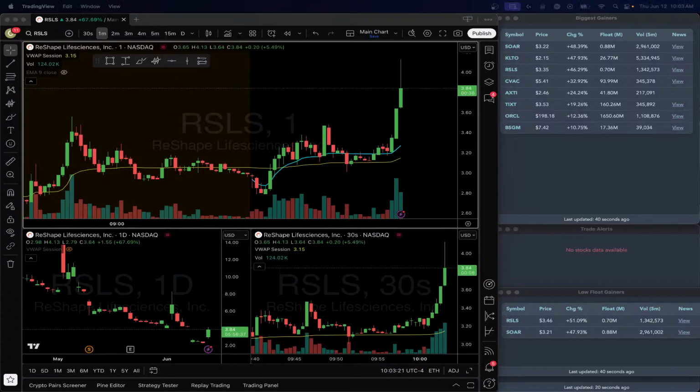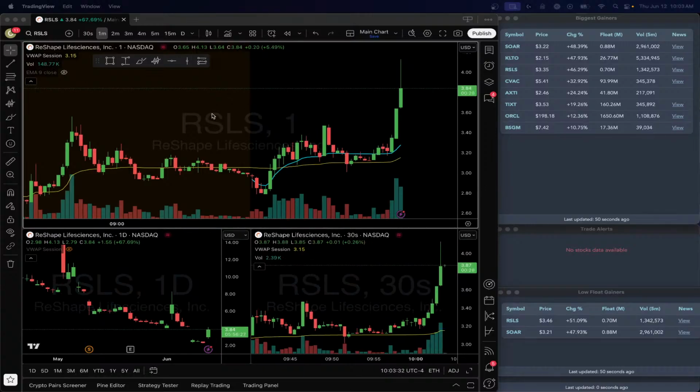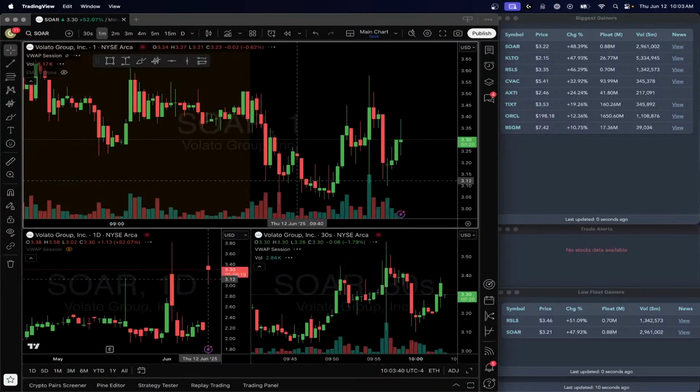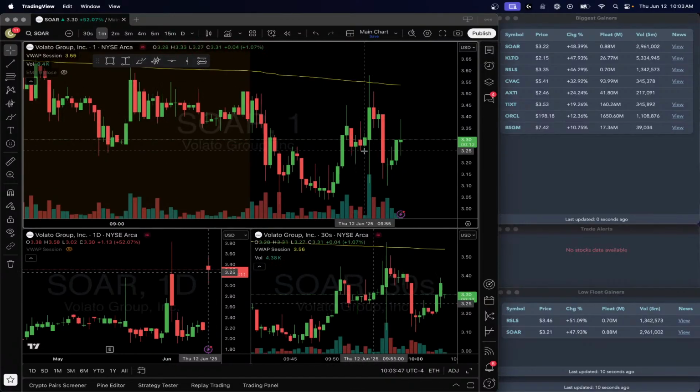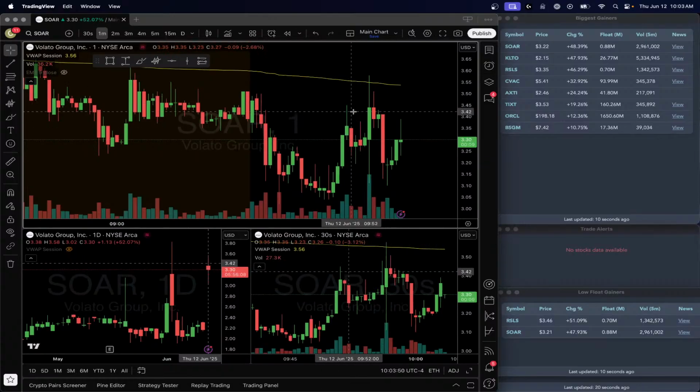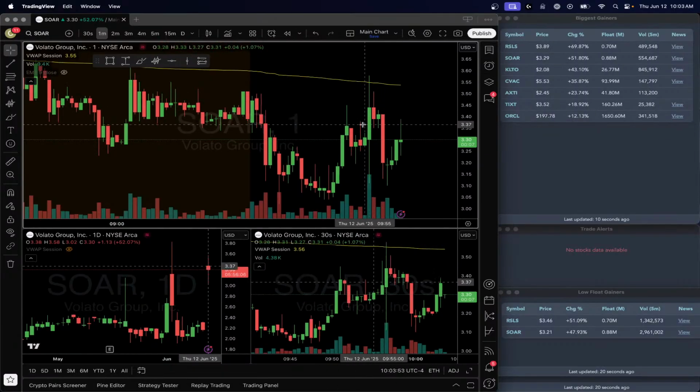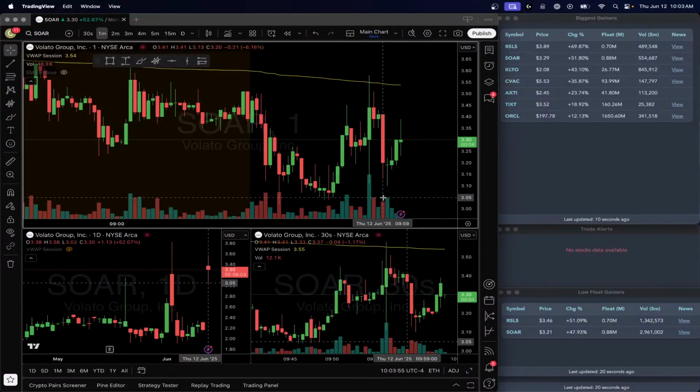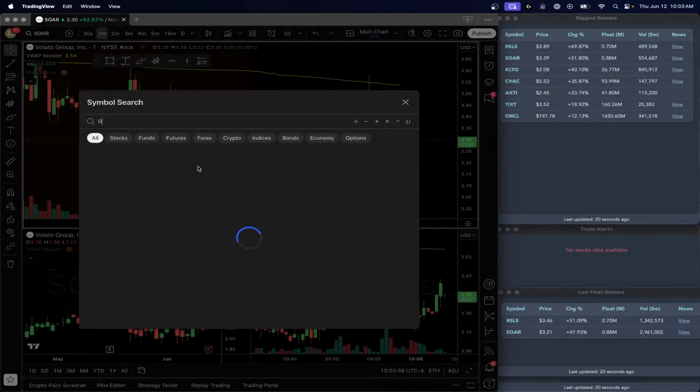The thing about these, like RSLS, you have nice pops, and then what you could do is actually short it once it comes in. And then we got SOAR. That's right below the VWAP, but right here, it kind of ran up to the VWAP. You could have had an inside bar, a break of that, and get yourself some money. But you got RSLS.